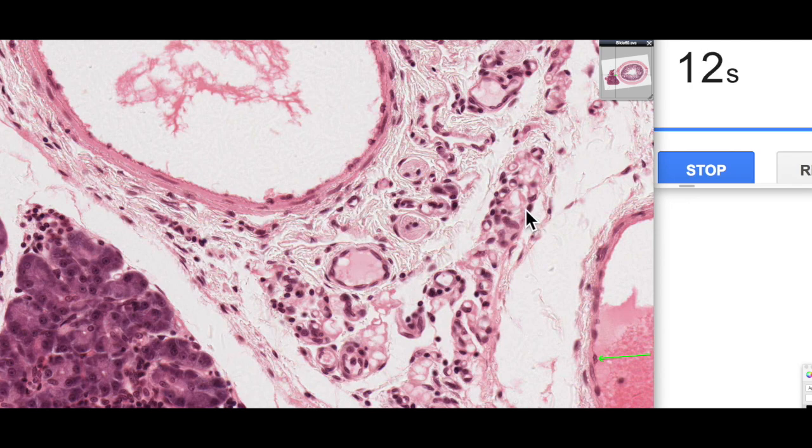So anyway, that's just a really quick look at some simple squamous epithelium, and then in the future episodes we'll be having a look at different types of epithelium as well.